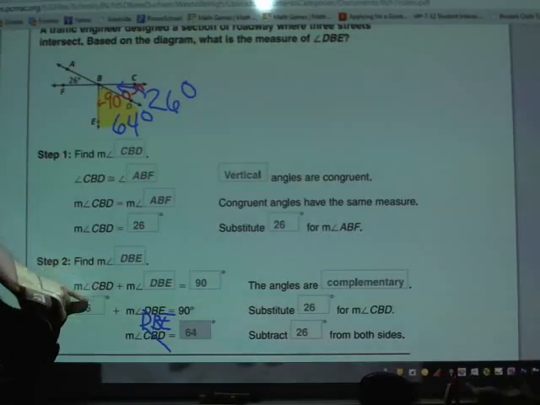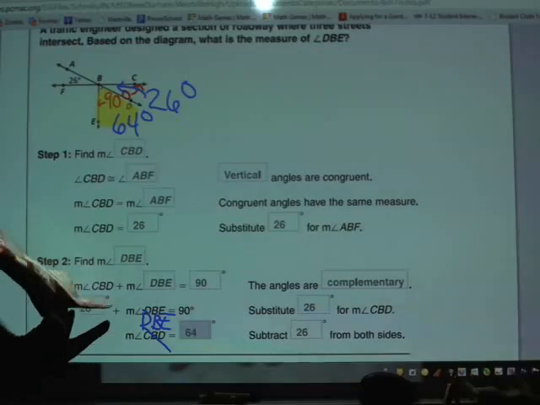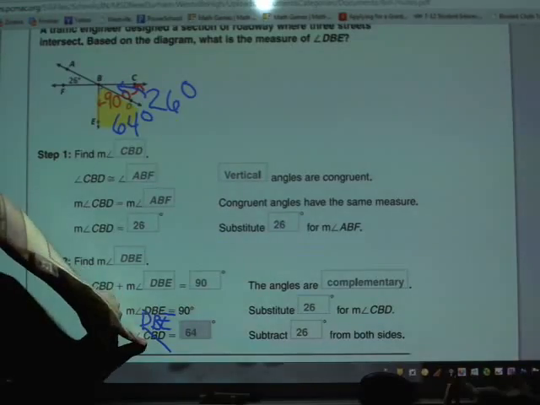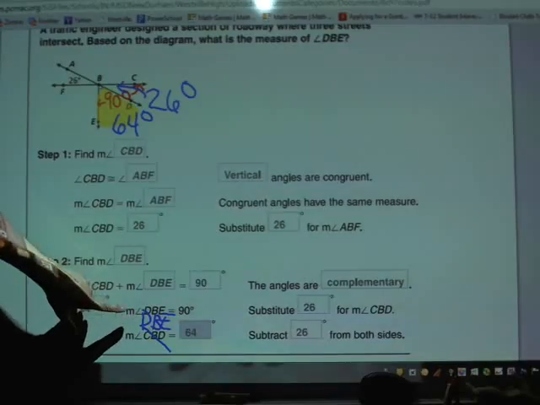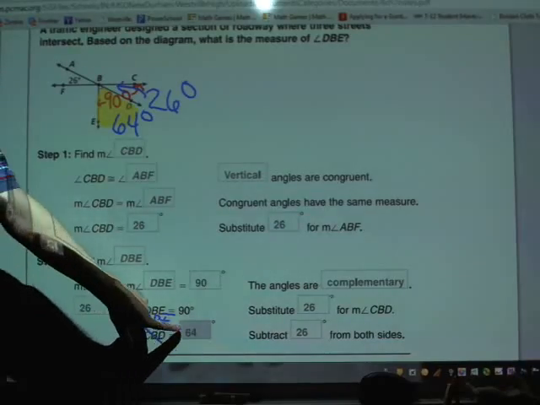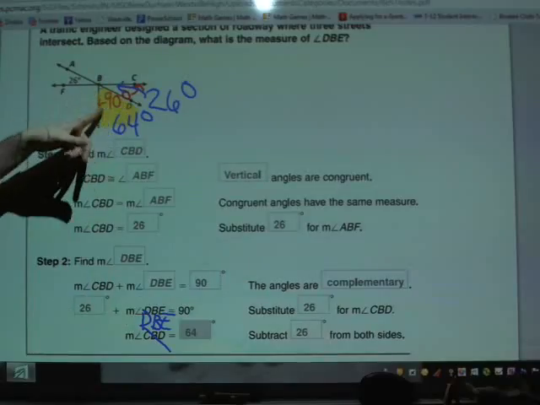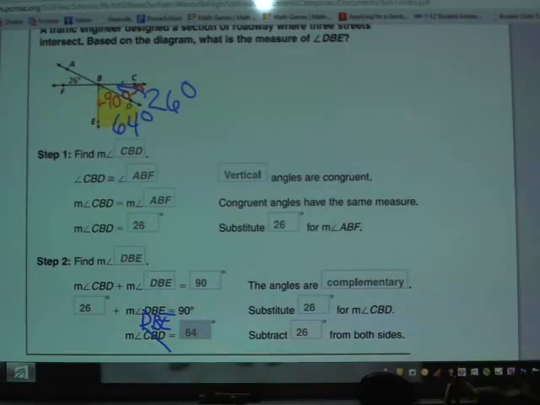Notice they eliminated CBD up here when they changed it to 26, but they mistakenly left CBD in instead of DBE. So what I should have said, and what the note-taking guide should also say, both need to be corrected, is that DBE, the angle we were looking for that we highlighted in yellow, is 64 degrees.